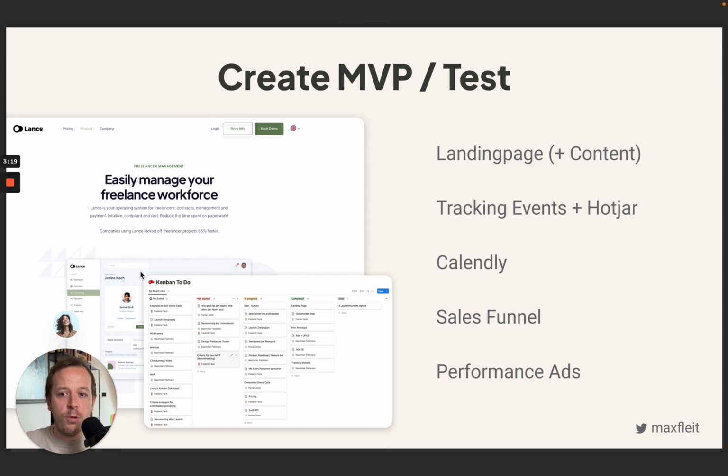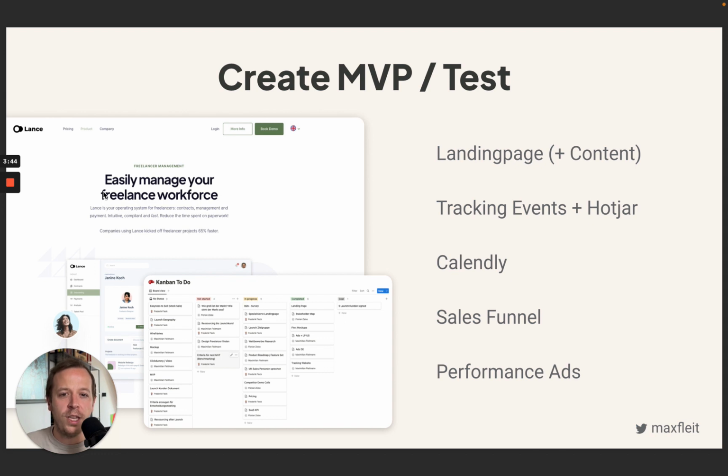In our case, we were thinking about an idea that helps companies to manage their freelance workforce, because we thought, hey, companies are using more and more freelancers to run their business, and they have an HR department and software that helps them operate their fixed workforce. But why isn't there any kind of software that helps to manage their freelance workforce? So everything from paying them, contracts, and all of these things.